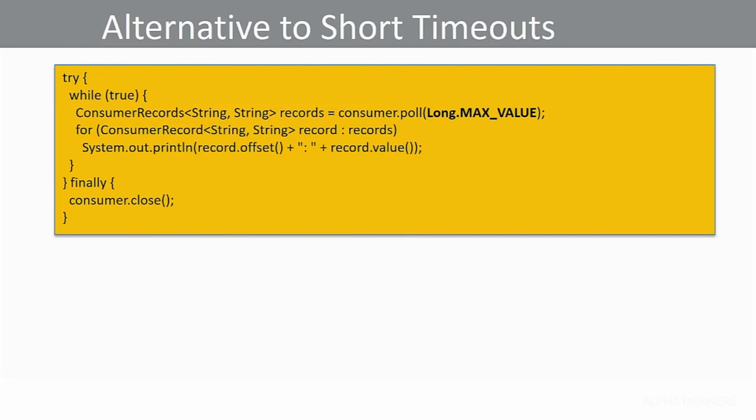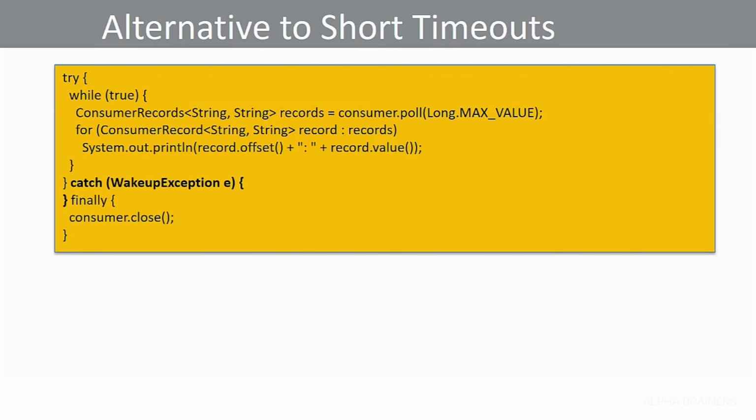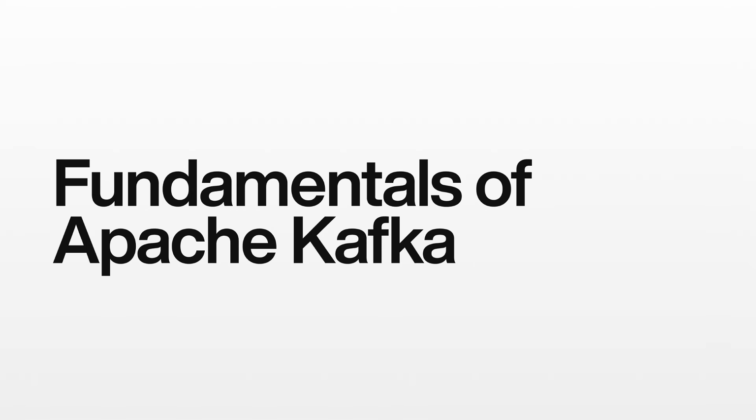The only drawback about this technique is that the finally operation may never occur if you have a max long value. So what you could do is make use of something called a wakeup exception. When the thread is shutting down, it will trigger a consumer.wakeup function to execute. And we can have our wakeup exception here that would pop us out of the while loop and do the finally statement, which is going to be consumer.close.